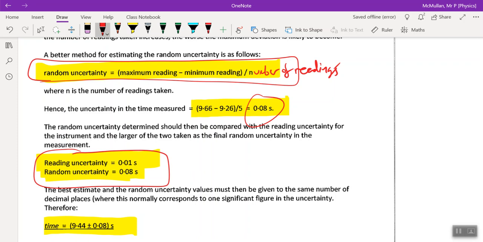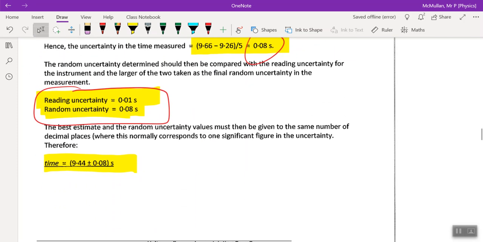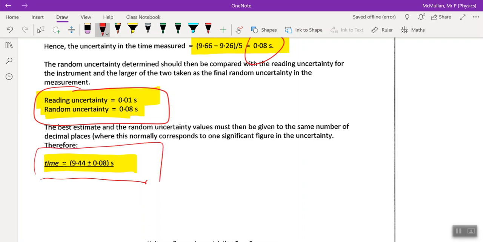Now, good practice is, in your final answer, to only give the uncertainty which is likely to have the most effect. It's clear here the random uncertainty 0.08 seconds will have the largest effect. So the time it takes for the trolley to roll down the slope is given as the average time plus or minus the biggest uncertainty, 0.08 seconds.